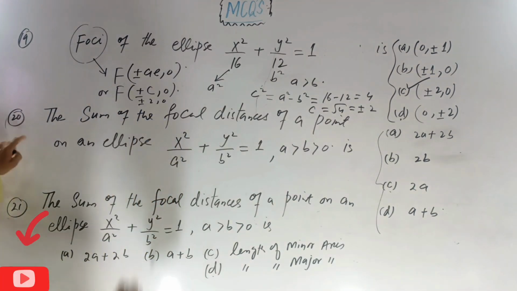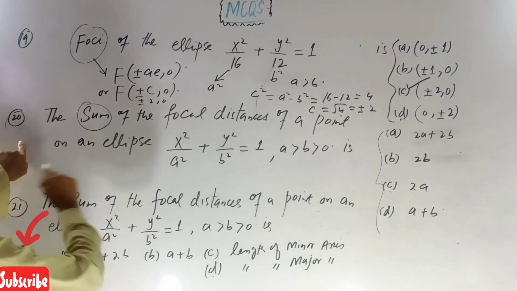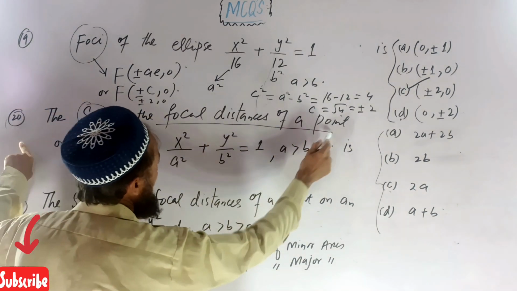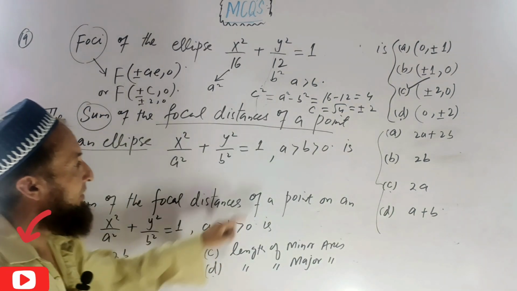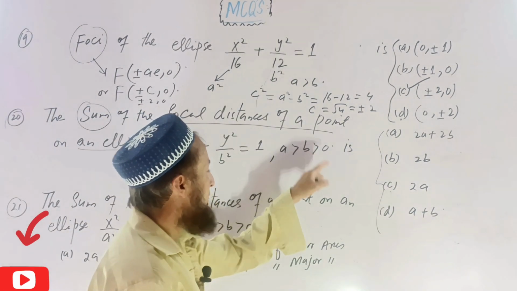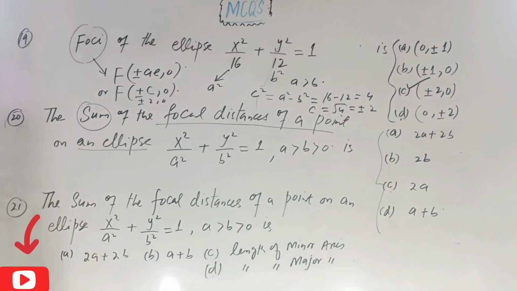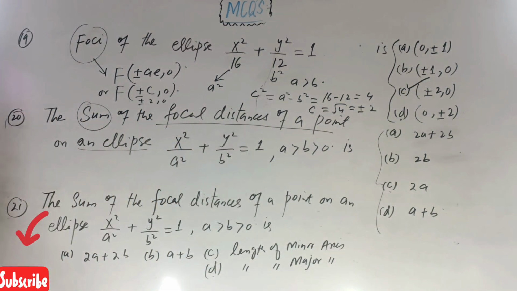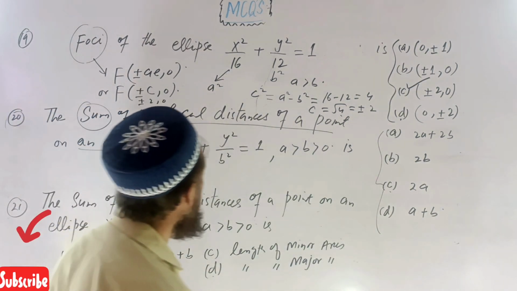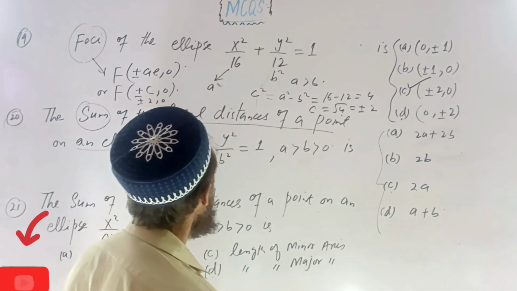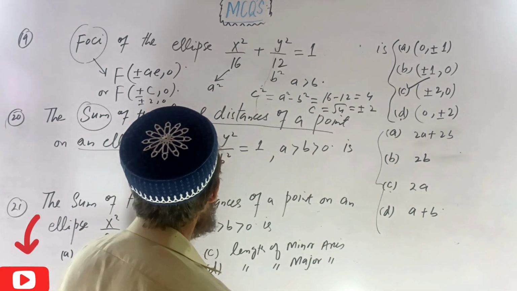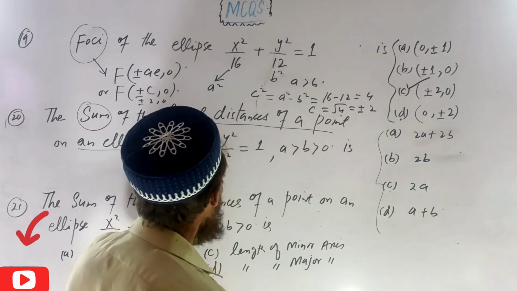Now the sum of the focal distances of a point on the ellipse, if A is greater than 0 and B is greater than 0, both are. So what will be the result? If we find the sum of the focal distances, the result will be 2A.